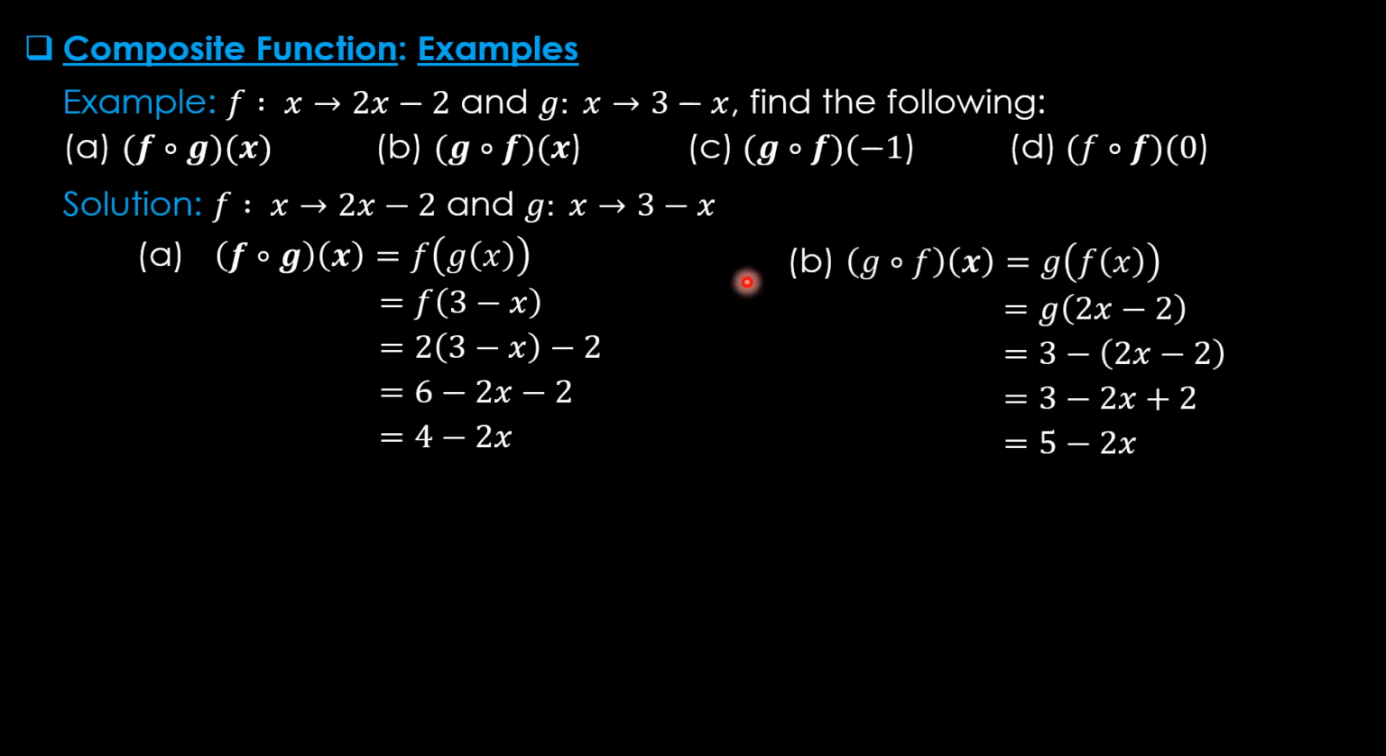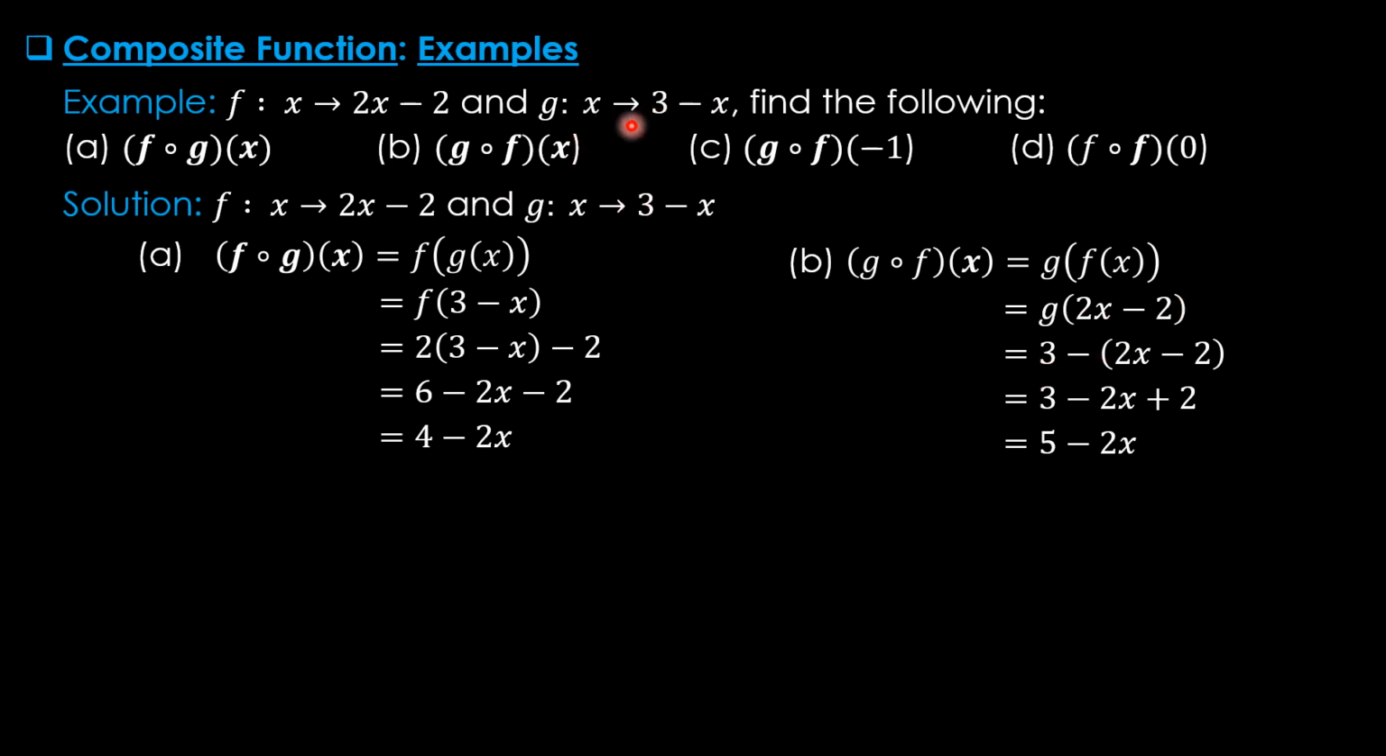This is the other way, g composite f(x). So in this case we can initially write down g composite f(x) equal to g of f(x). Then g is unchanged here, but function of x we are writing down. Then basically we are substituting x in the function g by 2x minus 2. So g(2x minus 2) we are finding from here.